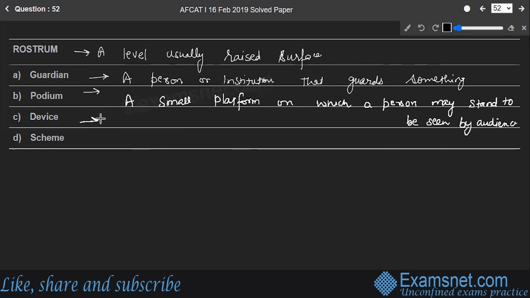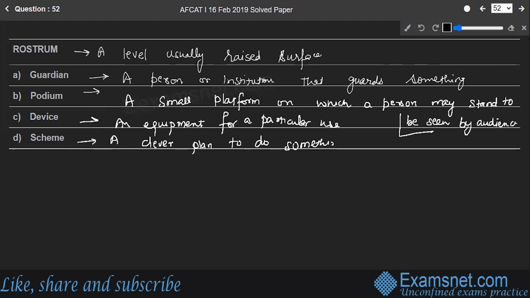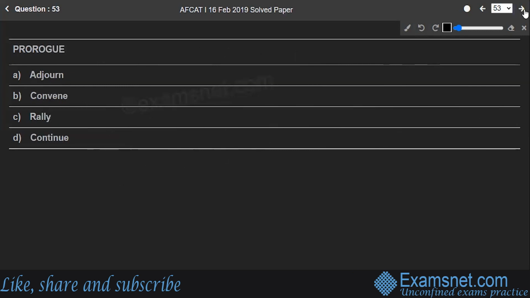There is a word which is device. You know, device is an equipment that is meant for a particular use. Scheme, a clever plan to do something. So you have to find out the synonym of the word rostrum, which obviously is podium, a small platform on which a person may stand to be seen by the audience. So option B is the correct answer. Hope you are clear. Next is question number 53.